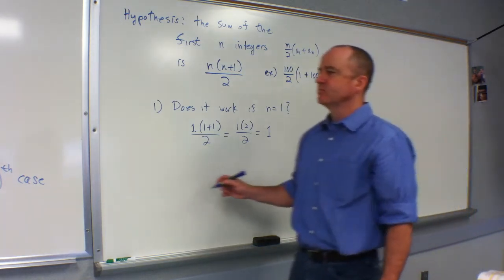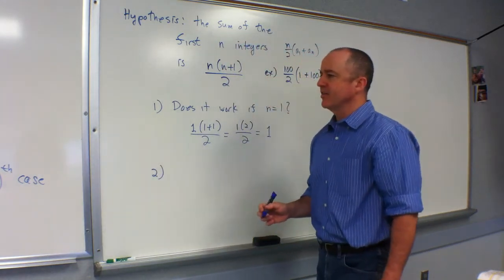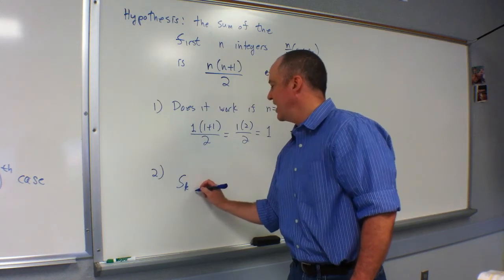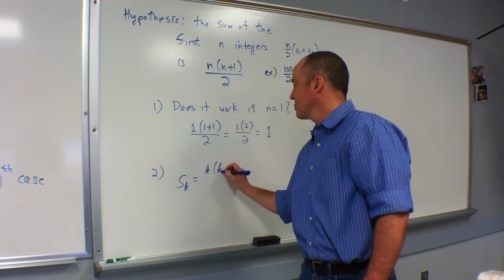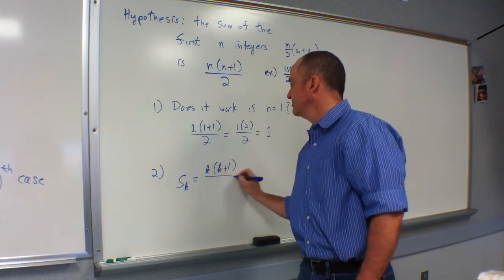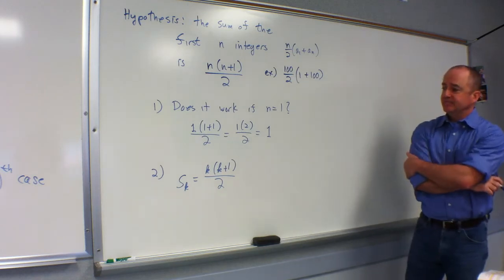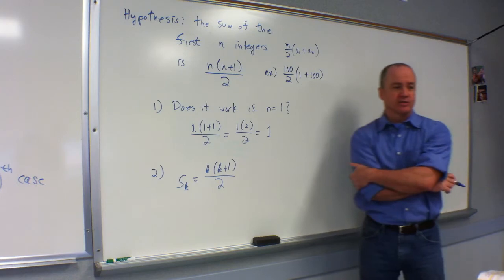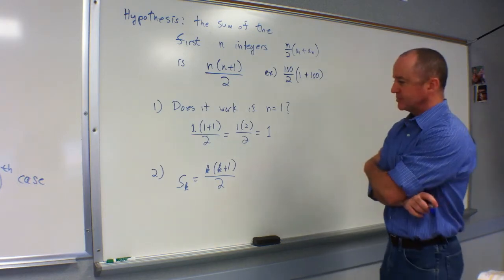Okay, 2. I assume it's true for the kth case. In other words, I'm going to assume that the sum of the first k positive integers is that number k times k plus 1 over 2. So you've kind of just switched the variable. Just switch n, the general counter, to k, some specific number. More specific. Perfect. Well said.